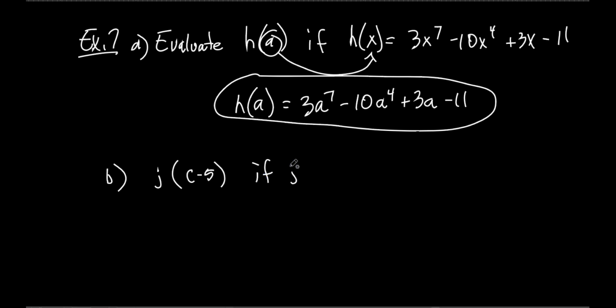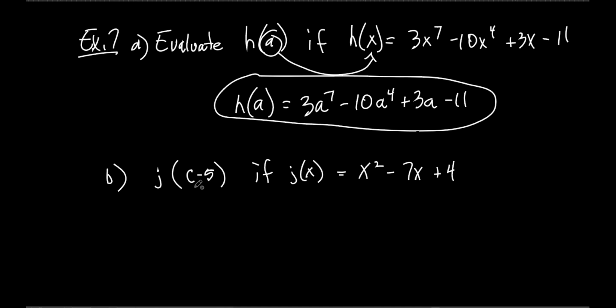If j of x equals, now we will have to do a little bit of math with this one, plus 4. Okay, now again, the key to today is to look at this and try to understand what they're asking you to do, all right? And then we just do it. So what are they asking you to do? You want to evaluate or find j of c minus 5. Say it, Sam. Replace what?